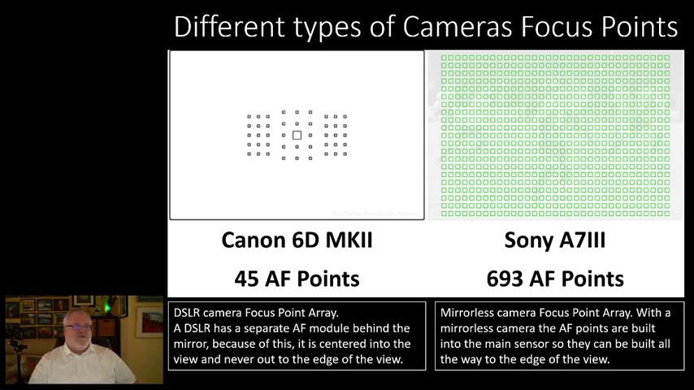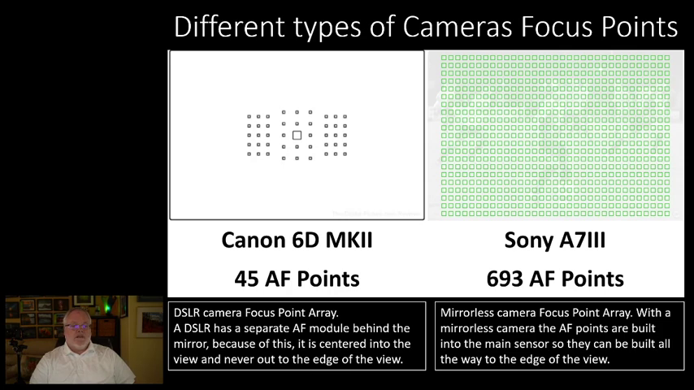So on the left here we have the Canon 6D Mark II, and it has 45 autofocus points. And notice that they're bunched in the center of the image. They are bunched in the center of the image for a couple of reasons. One is because it's a separate sensor, so it's smaller than the actual size of the sensor that records the image. And they put them in the center because they expect that's where you're going to be putting your subject. A DSLR has a separate autofocus module. It's behind the mirror. Because of this, it is centered into the view and never out to the edge of the view.